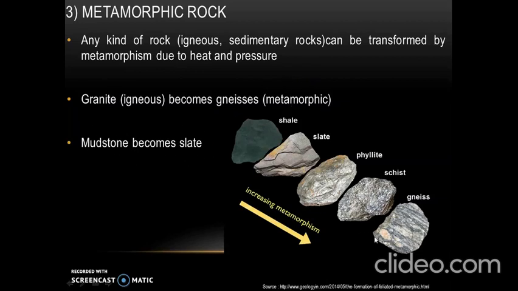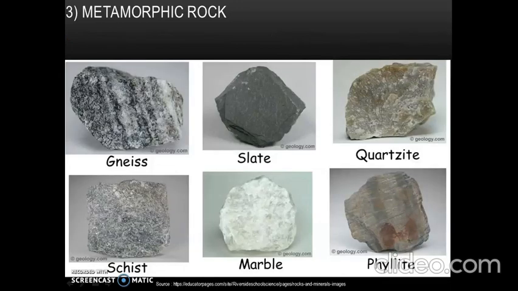Here in this figure, we can see the various types of rocks being arranged in the increasing order of metamorphism. So first one is shale, next is slate, then phyllite, schist and gneiss. In this figure, we can see the various metamorphic rocks. First one is gneiss, schist, slate and marble.